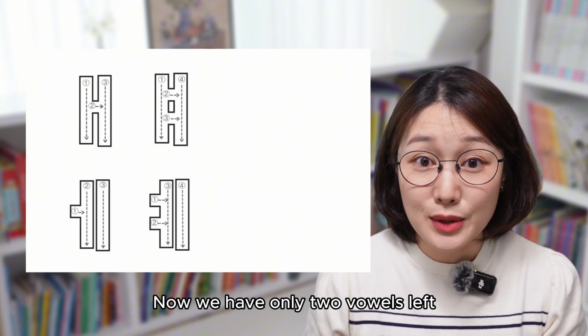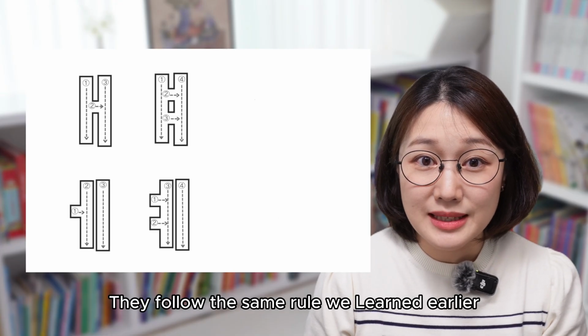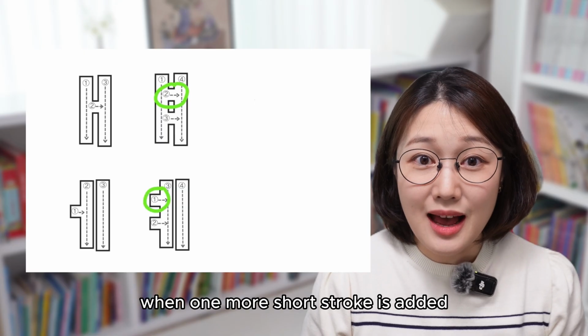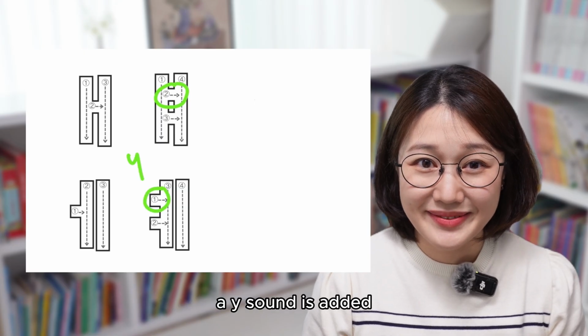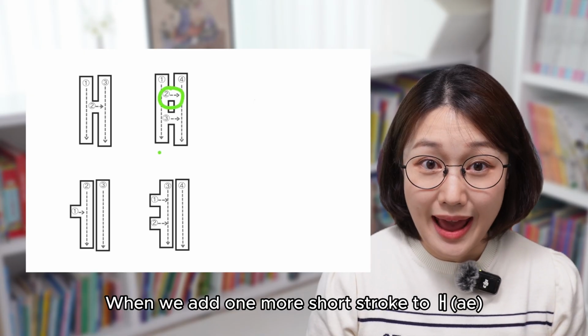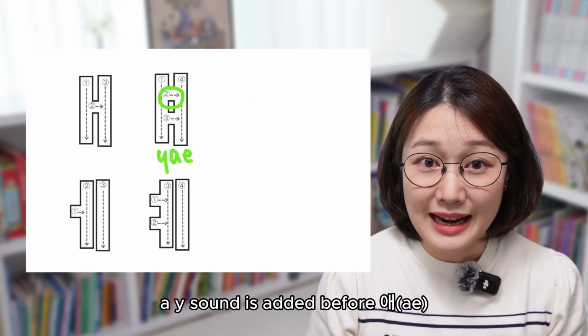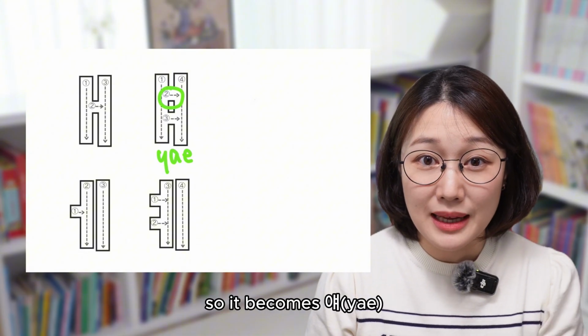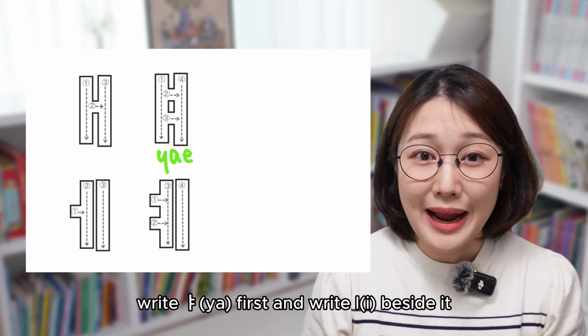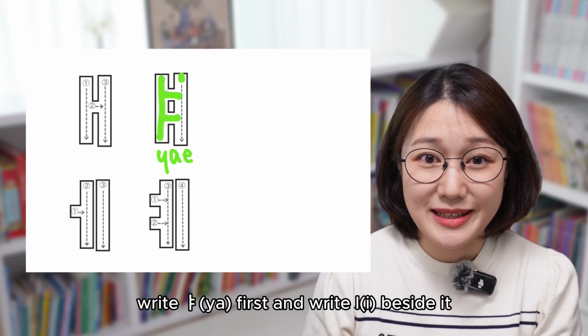Now we have only 2 vowels left. They follow the same rule we learned earlier. When one more short stroke is added, a y sound is added. When we add one more short stroke to 애, a y sound is added before 애. So it becomes 얘. When you write it, write ya first and write e beside it.